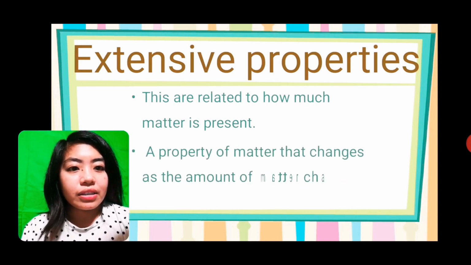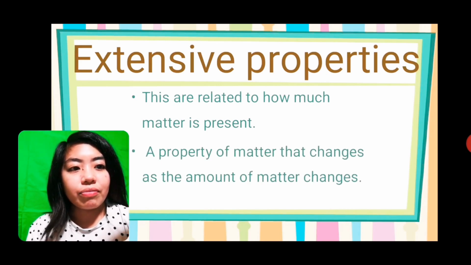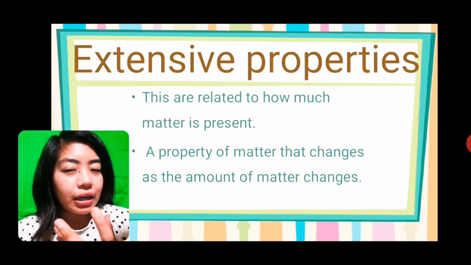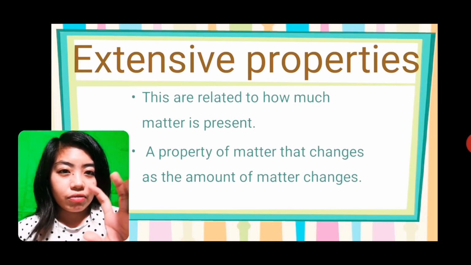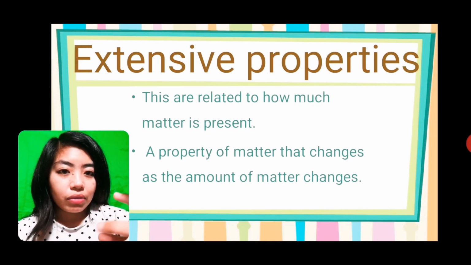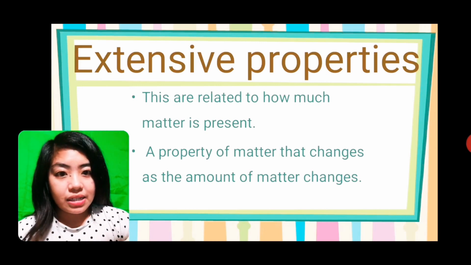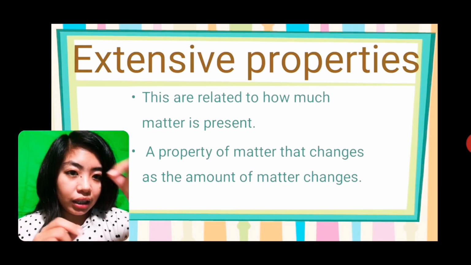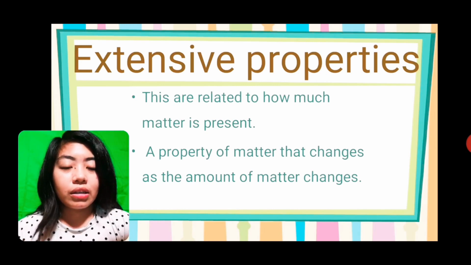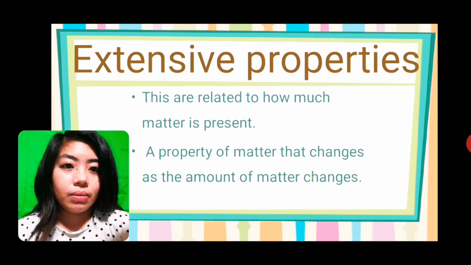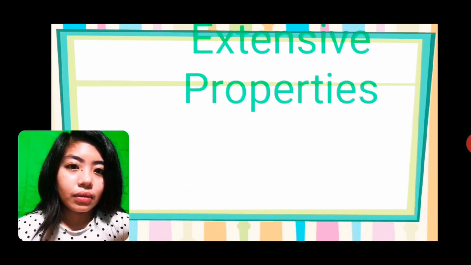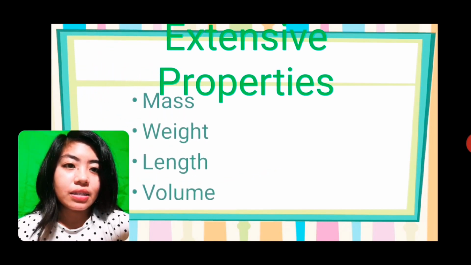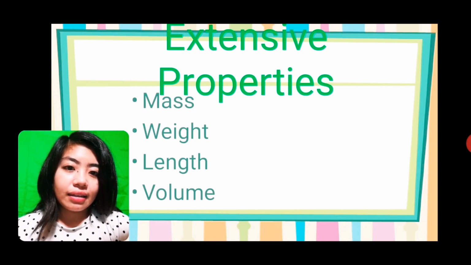So, property of matter that changes as the amount of matter changes. So, syempre, for example, you're going to change yung shape. So, maaapektuhan din nun yung amount of matter na present. Kunyari, from square, gagawin mo siyang circle. Kunyari, may tatabasin ka doon. Ibig sabihin, mababawasan yung matter na present doon sa isang object. Next is, we have here the extensive properties. So, under niya si mass, weight, length, and volume.